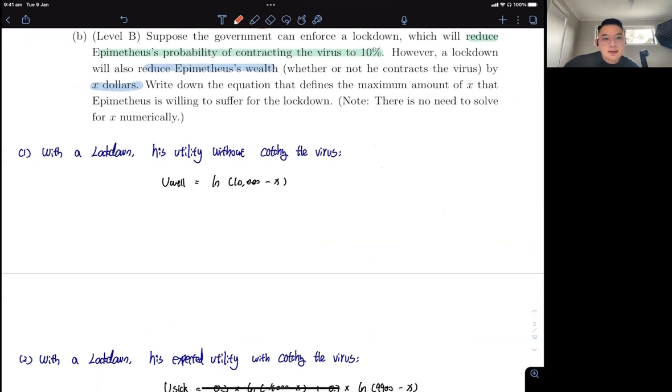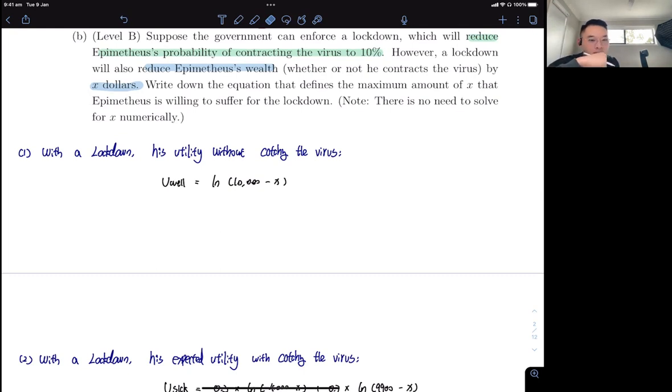Excellent. Question B. Suppose the government can enforce a law which will reduce the probability of contracting the virus to 10%. However, lockdown will also reduce his bills by X dollars. So now we need to assume that the bills will be lost by X amount. We don't know that yet. So write down the equation that defines the maximum amount of X that he's willing to suffer for the lockdown.